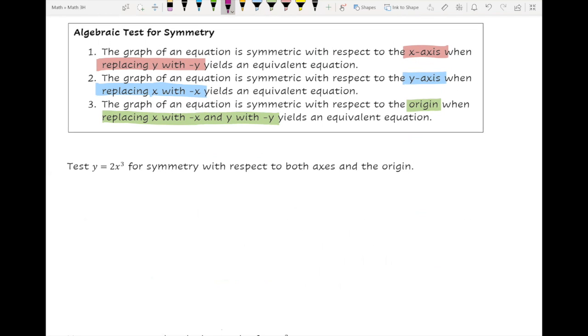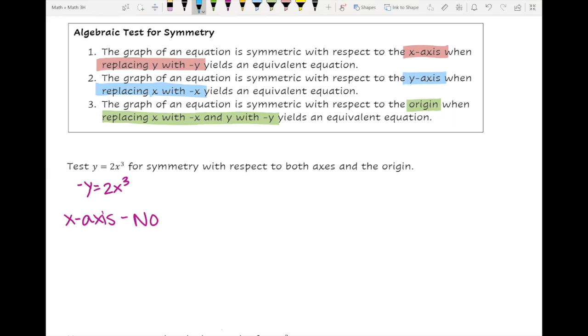I'm going to check out number 1 here to see if I'm symmetric with respect to the x-axis or not. So that would be replacing a y with a negative y. So I'm going to put a negative y equals 2 times x cubed and see, is that saying the same thing? And honestly, no, those are not saying the same thing. So this is not symmetric with respect to the x-axis.